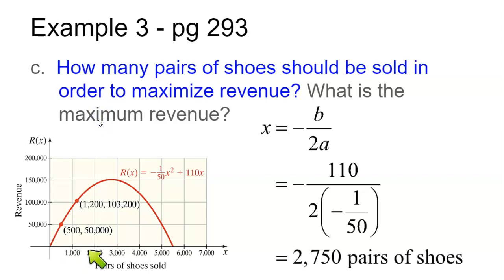2,750 pairs of shoes. And that should make sense graphically, because if I go over to the graph, if this is where the vertex is, it's closer to 3,000. So I would expect that that number should be larger than 2,500.